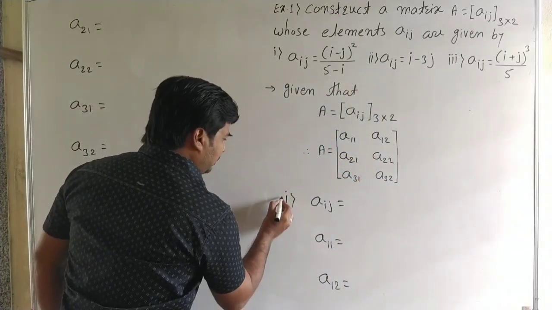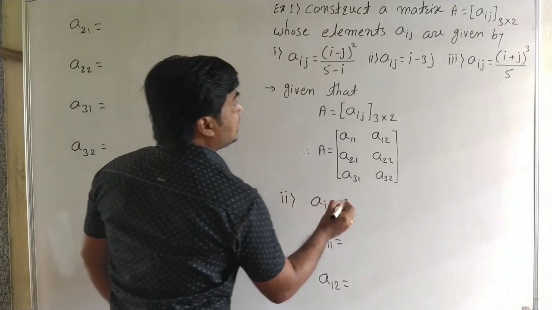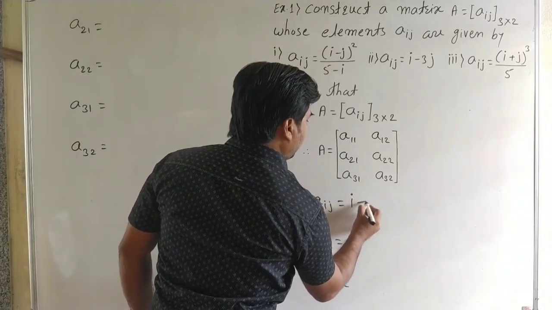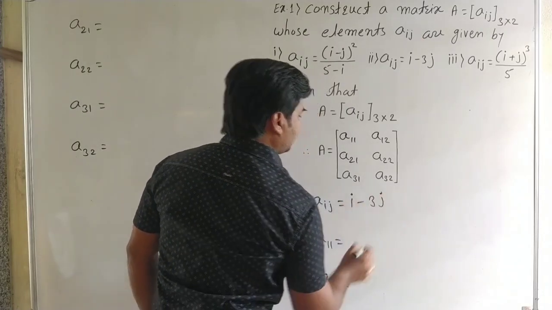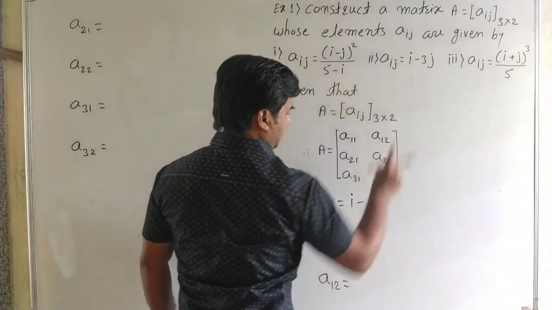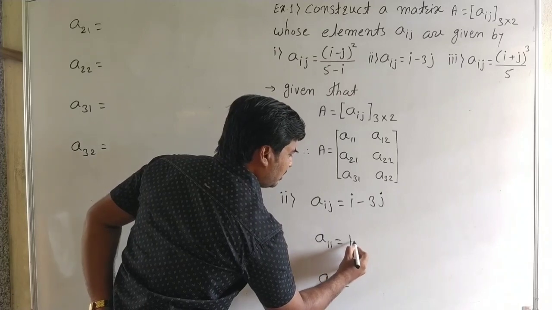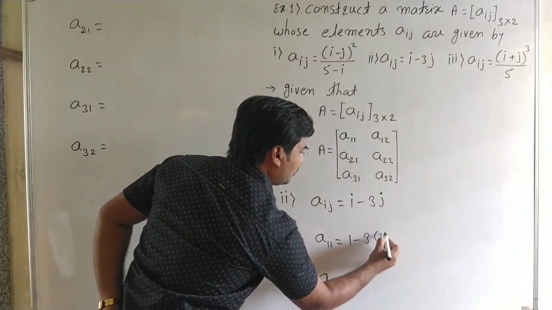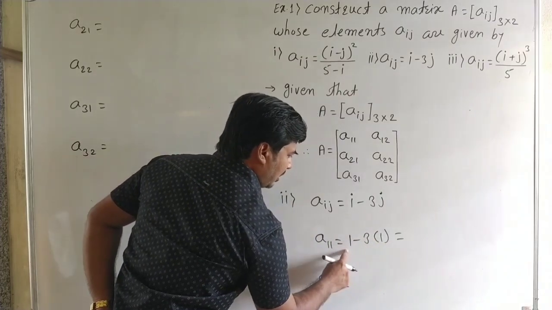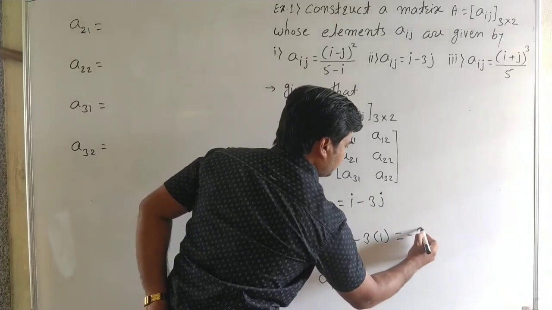For the second example, the condition is given: i minus 3j. Okay, the condition is i minus 3j. i is a row number, j is a column number. Then a11 is 1 minus 3 into 1. See carefully, 1 minus 3 is minus 2.